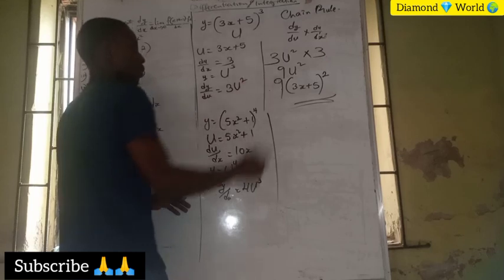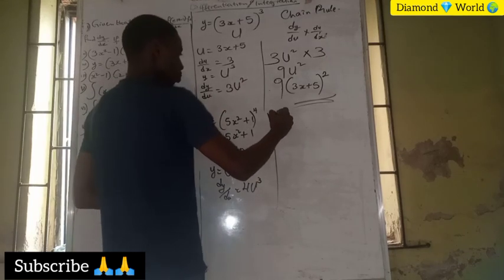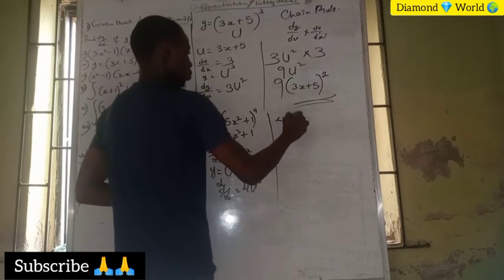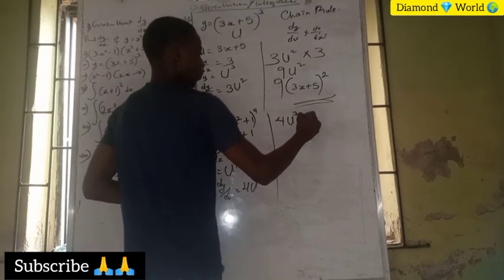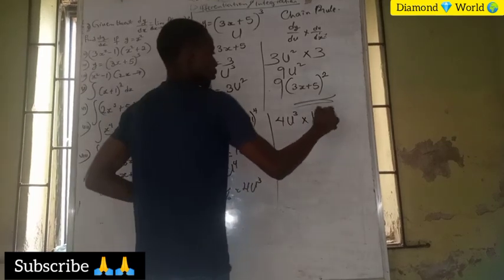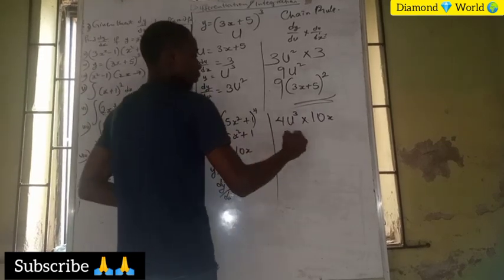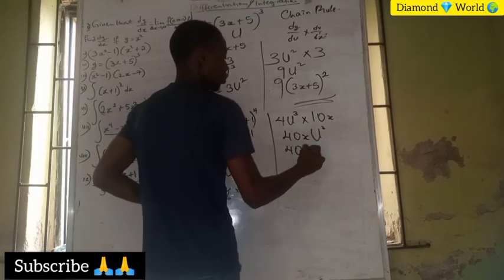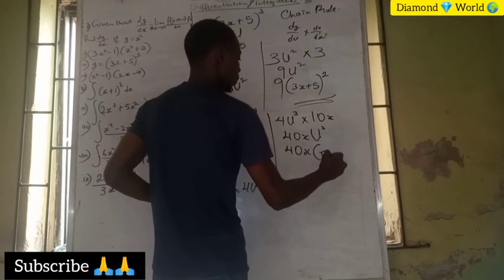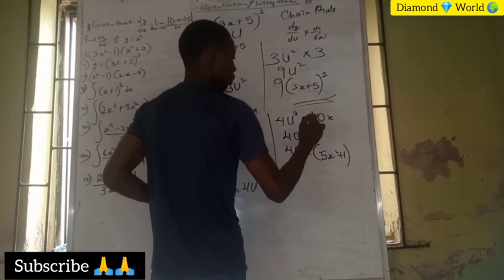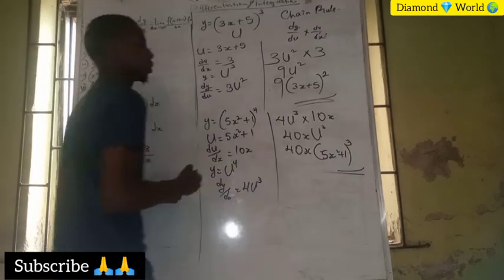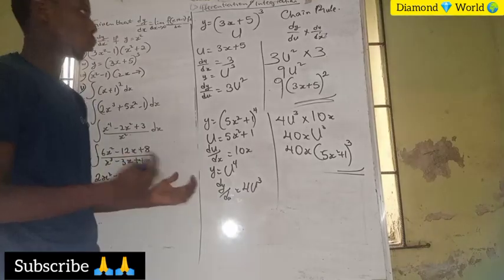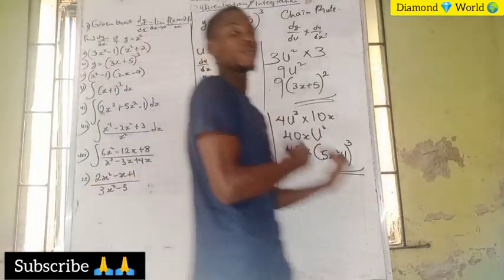Now I will go to my formula. I will be having dy/du, which is 4u cubed, times 10x. This times this will give me 40x u raised to power 3. What is my u initially? My u initially is 5x squared plus 1 all raised to power 3. With this, you can be able to solve any question on that sheet using the direct formula.